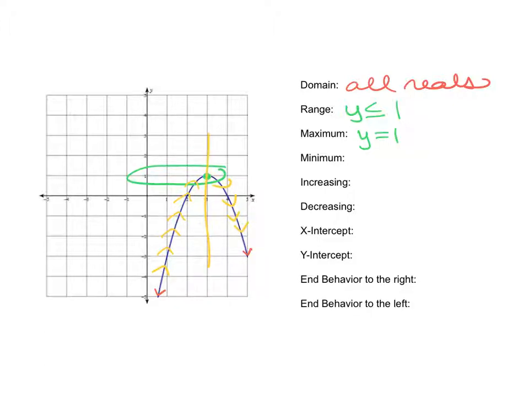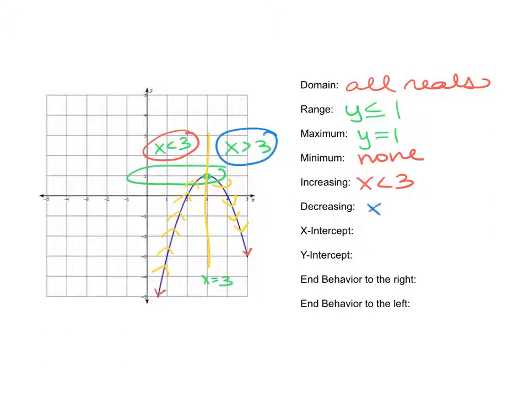So it's increasing, because this is where x equals 3. So it's increasing over here when x is less than 3, decreasing when x is greater than 3. I'm just going to answer some of those questions. All right, so the minimum. There is a maximum. There is no minimum. It's increasing on this side right here, which is where x is less than 3. And it's decreasing on the other side, which is where x is greater than 3.